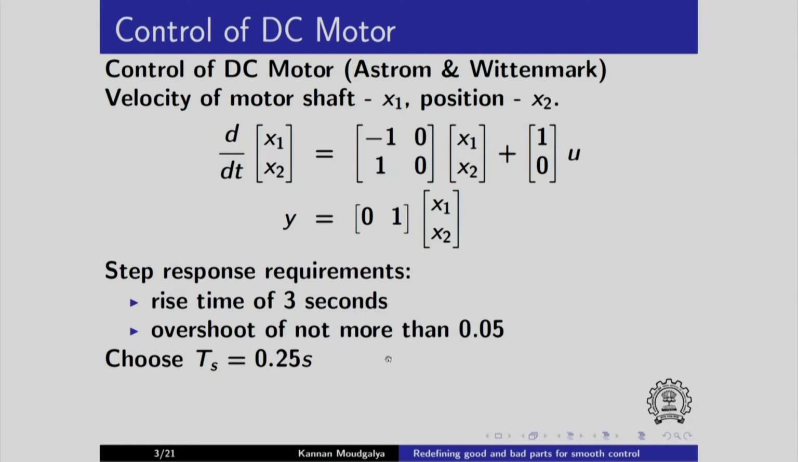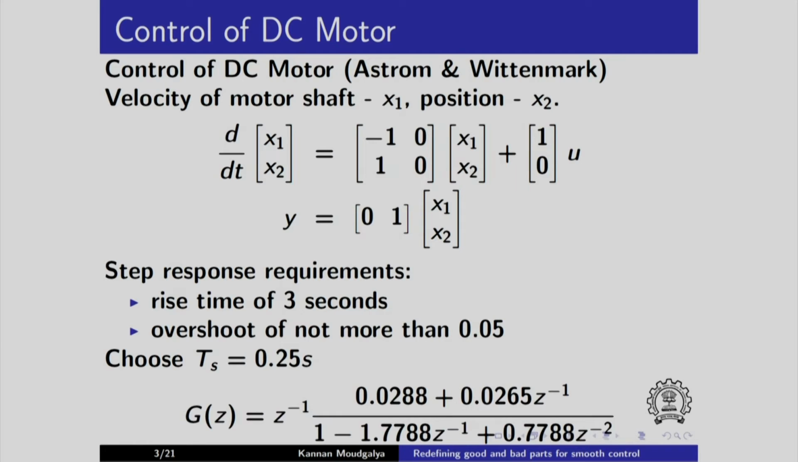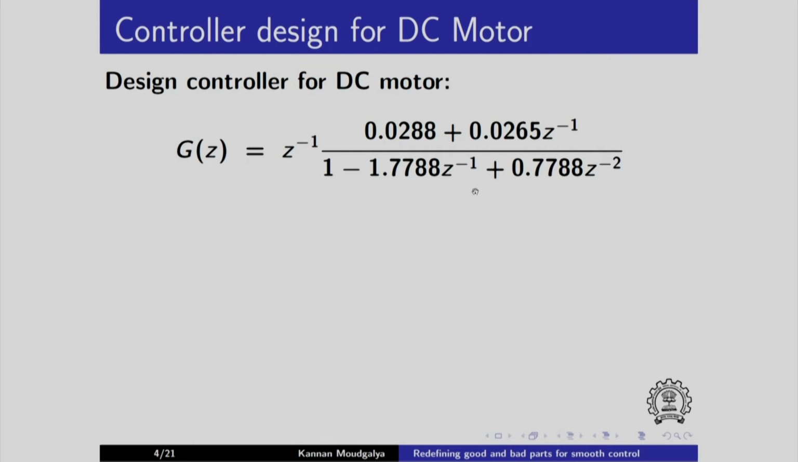They chose Ts as 0.25 second. We will use the same value. We obtain the following transfer function. So here is the discrete time transfer function we obtained in the previous slide.